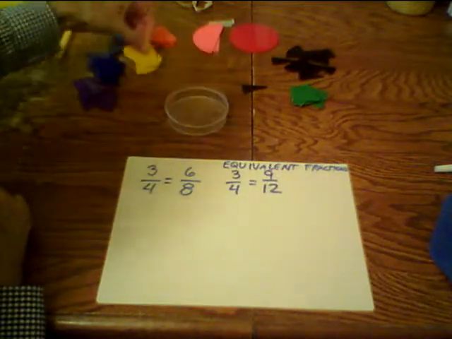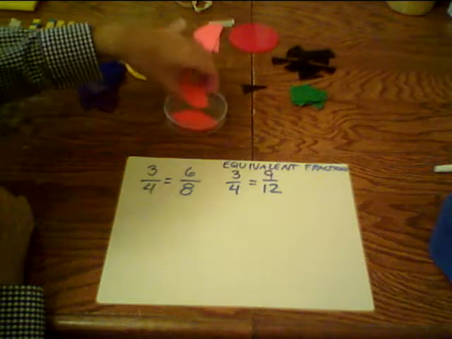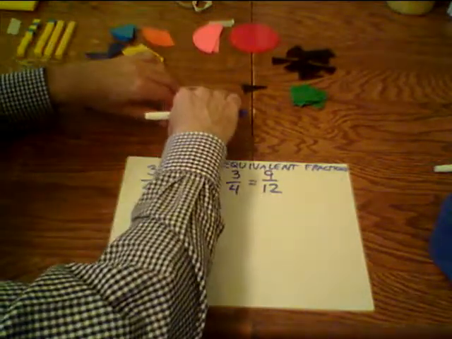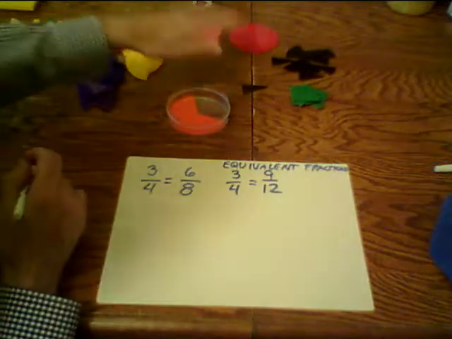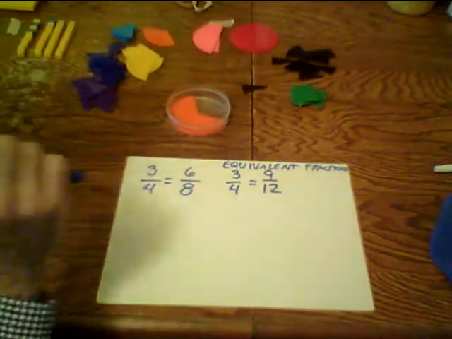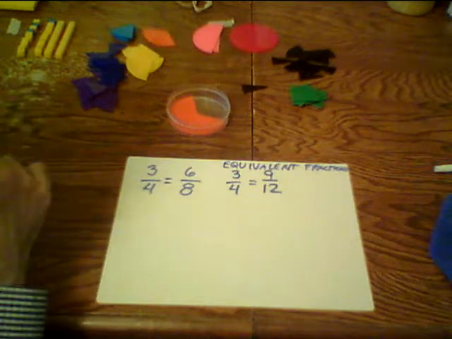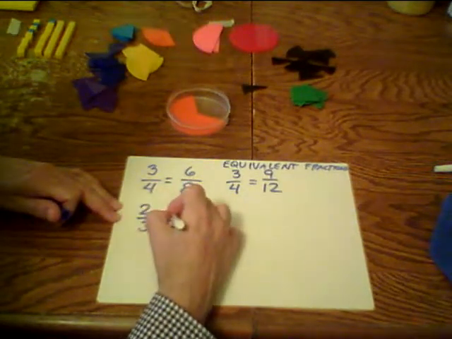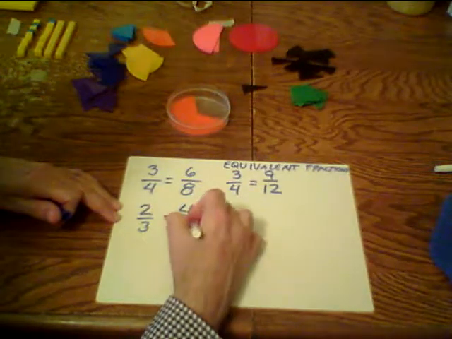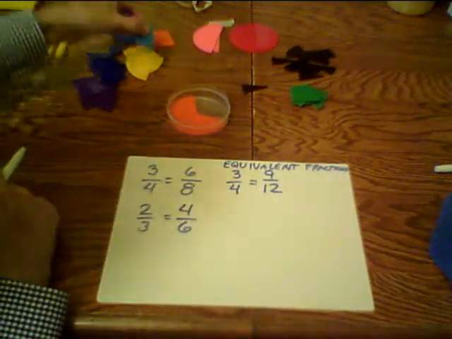another fraction, and maybe I would just choose 2/3. So I choose 2/3, as the students represent 2/3, and let's do the same thing. See if you can find something that is going to be the same, not a little bit more, not a little bit less, but exactly the same. And so if they do that, they will find that they will get 4/6, which are these aqua pieces.